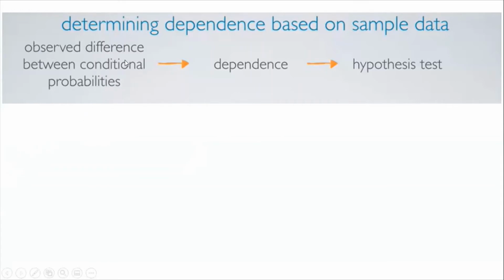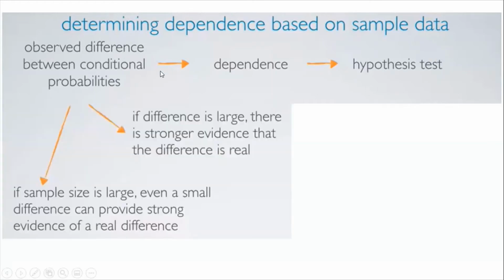So we look at the difference and see there can be a dependence. We cannot be exactly sure, so the next step is to do a hypothesis test. That is where inferential statistics comes in. If the difference is large, we can say there is strong evidence that the difference is real. If the sample size is large, even a small difference can provide strong evidence of a real difference.